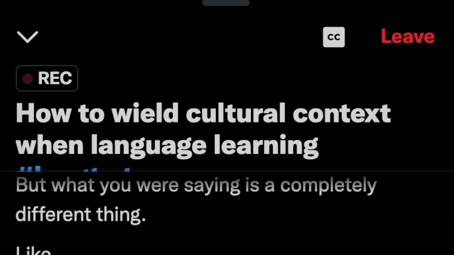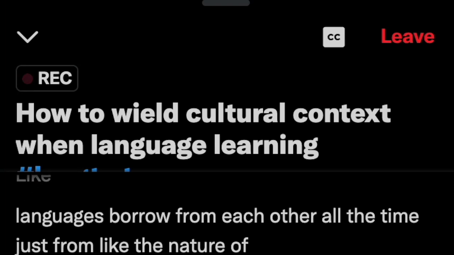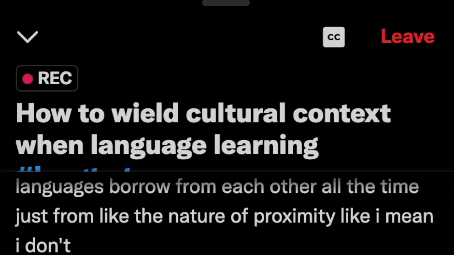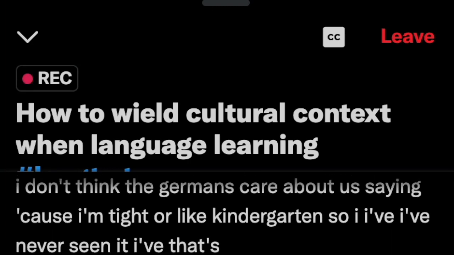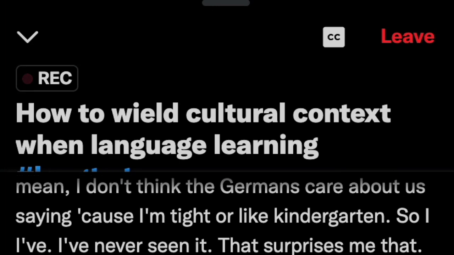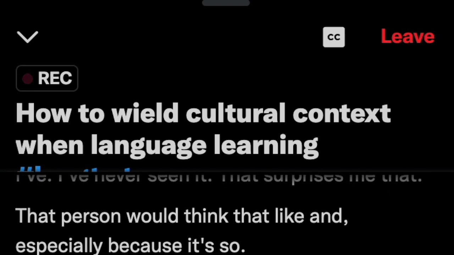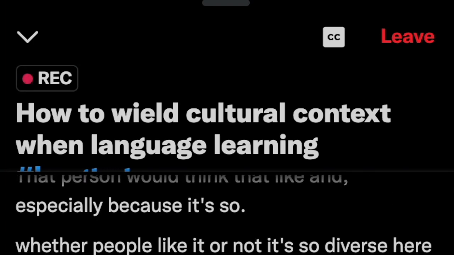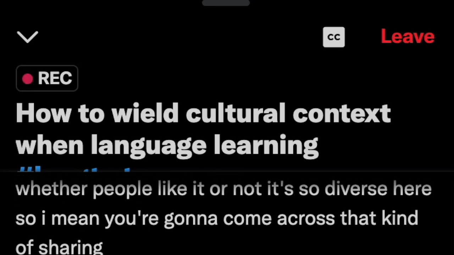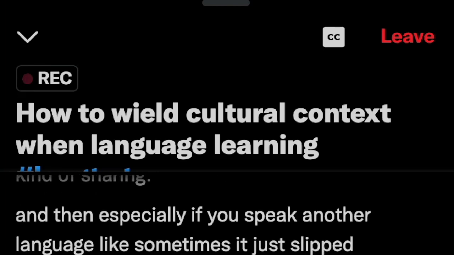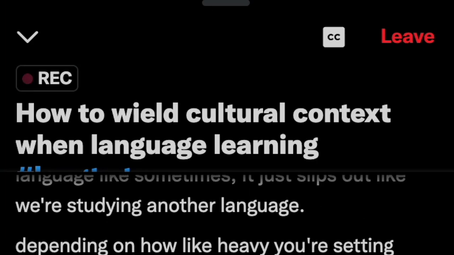Languages borrow from each other all the time, just from the nature of proximity. I don't think the Germans care about us saying Gesundheit or kindergarten. That surprises me that a person would think that, especially because, whether people like it or not, it's so diverse here. So you're going to come across that kind of sharing. And especially if you speak another language, sometimes it just slips out. If you're studying another language, depending on how heavily you're studying, sometimes it just slips out.